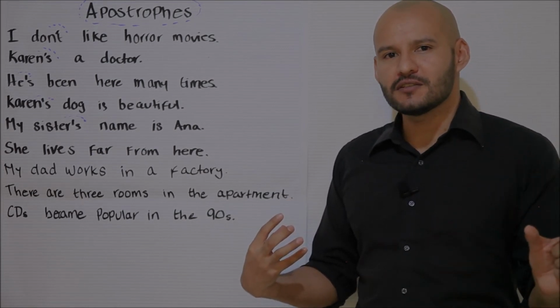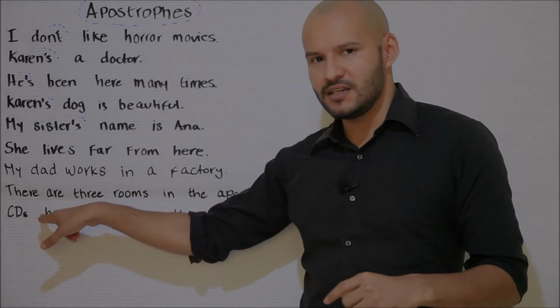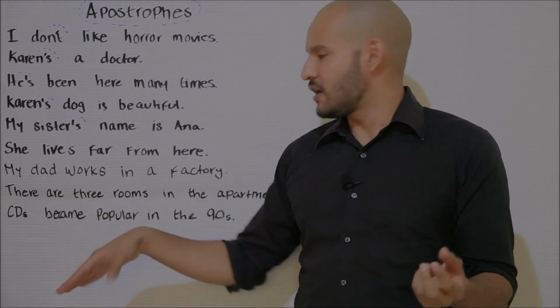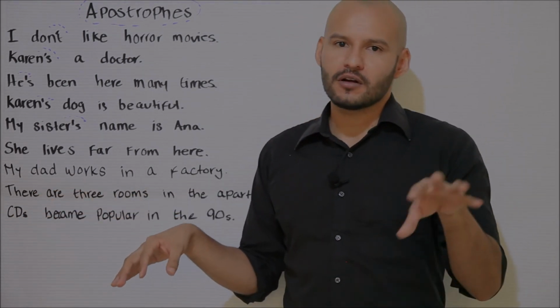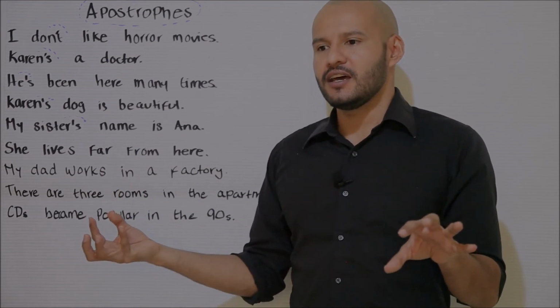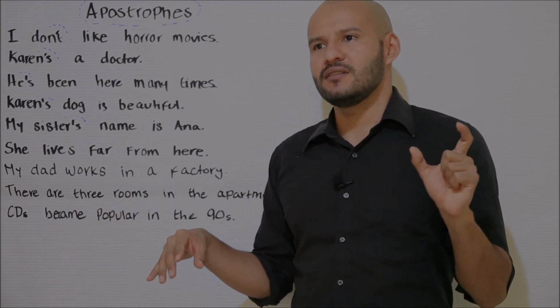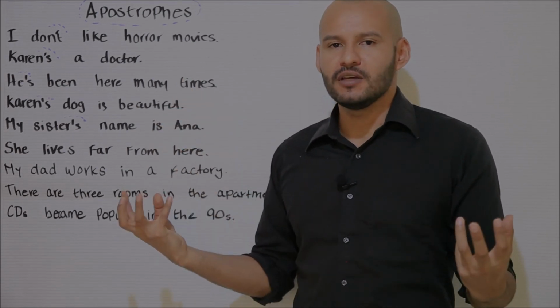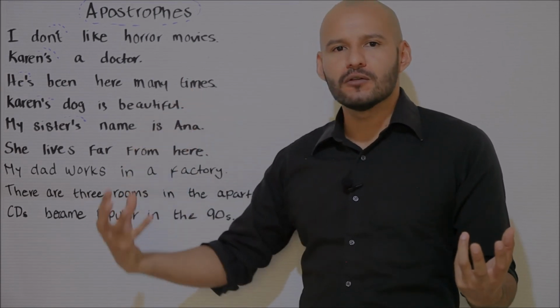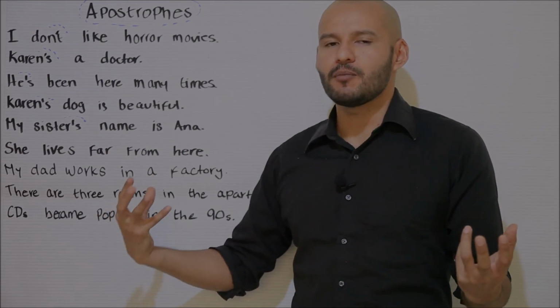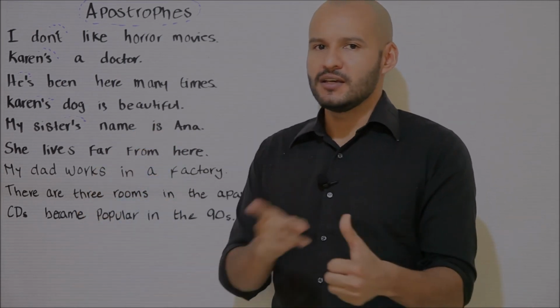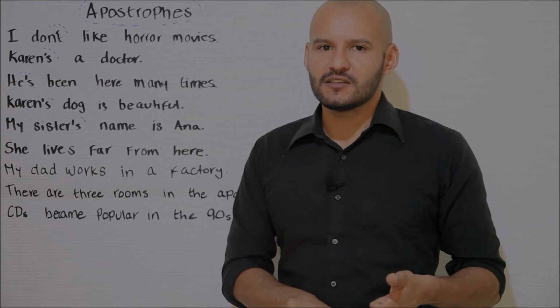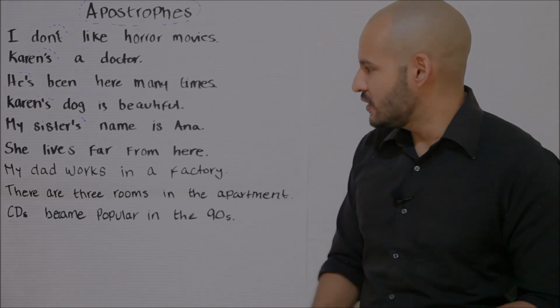And I find that this particular mistake is particularly common when you're talking about nouns that represent abbreviations. So for example, CDs. CD is an abbreviation for compact disc. And for whatever reason, people see this abbreviation and they put an apostrophe. But CDs is just a plural form of CD, so the apostrophe is incorrect. CDs, MP3s, TVs without any apostrophe.